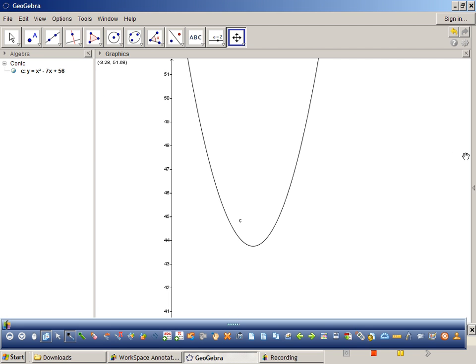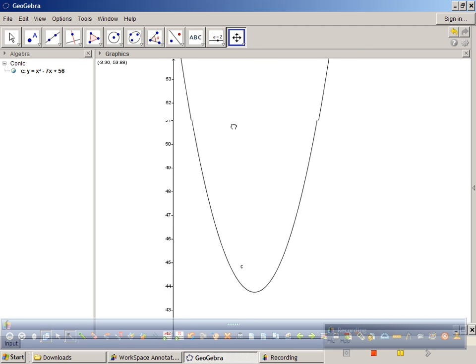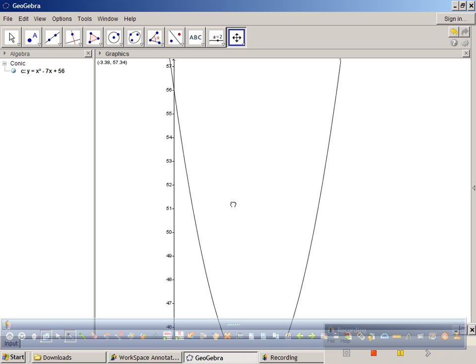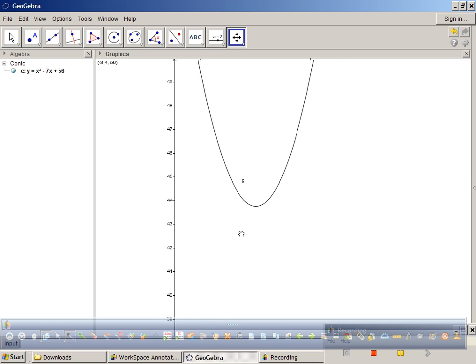Check this out. I have it on GeoGebra. Since it's y equals x squared minus 7x plus 56, doesn't it cross the x-axis at 56? 56 is a big number, right? So if I were to move this up here, 56 is way up there. My parabola is nowhere near touching the x-intercept.